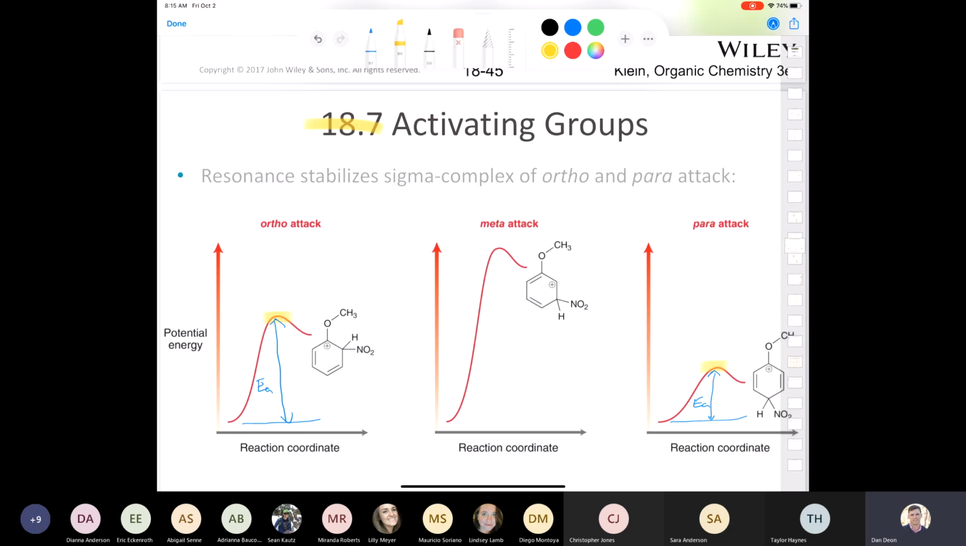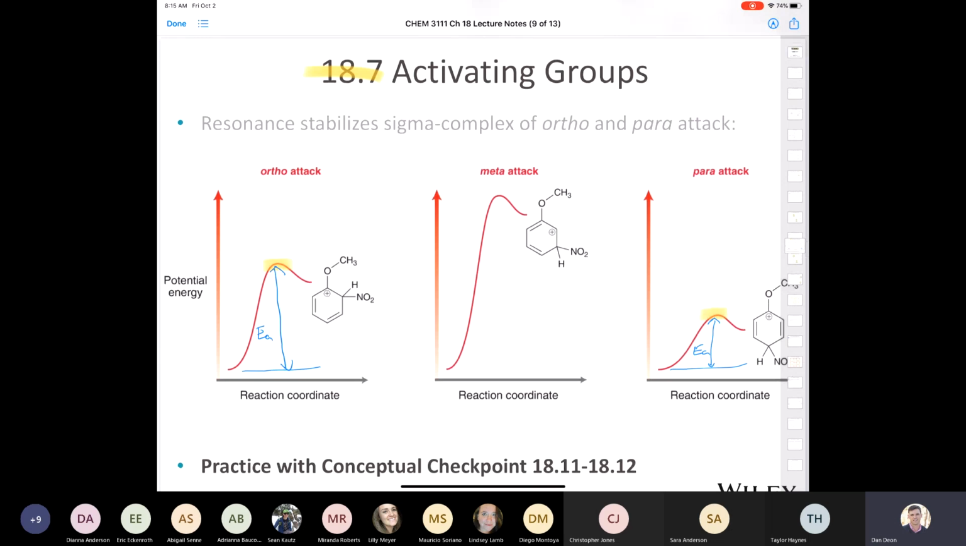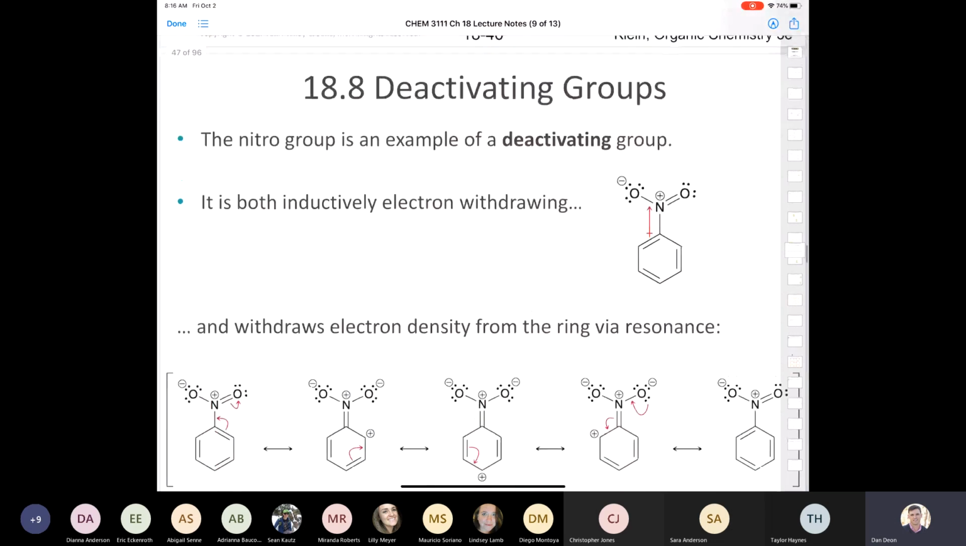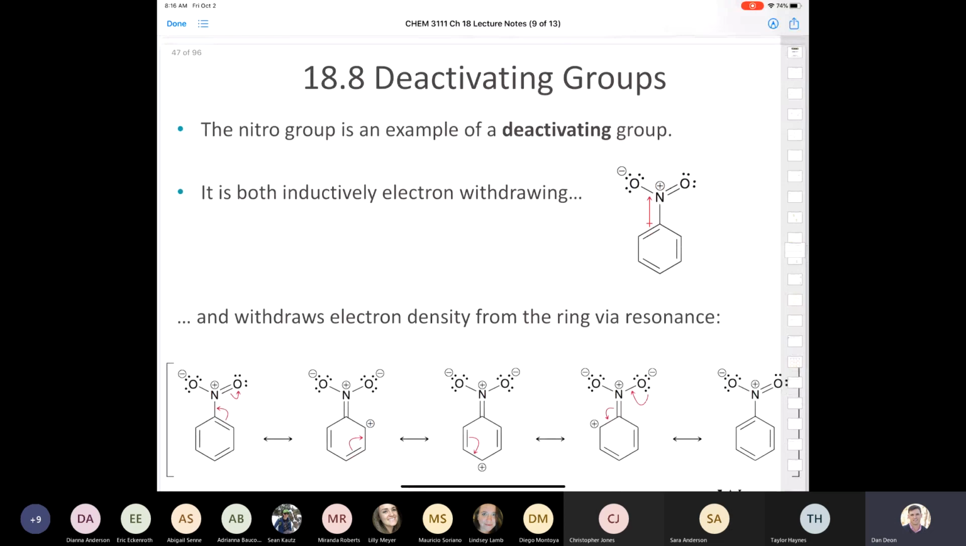Okay, so we will look at a whole summary of different activating groups, because obviously there's more than just anisole and toluene. We're going to look at a comprehensive list, or pretty much a comprehensive list, later on. But before we summarize activating and deactivating groups, let's look at section 18.8, which deals with deactivating groups. That's the great thing about organic chemistry. If you understand some of it, you can figure out a lot of it, okay?